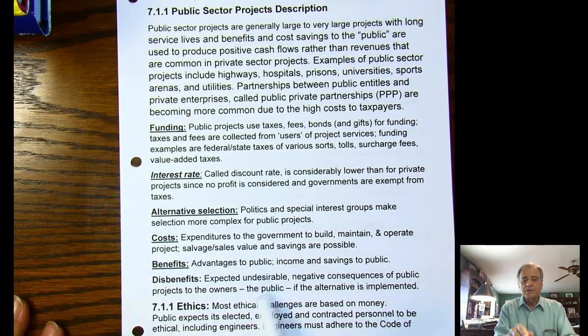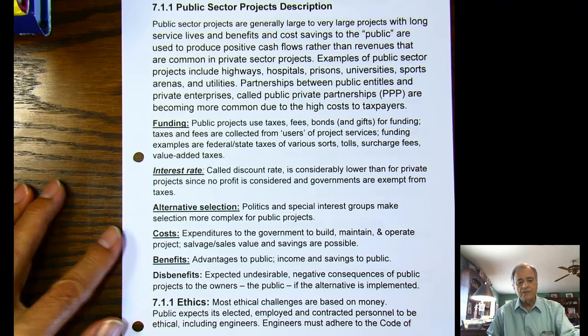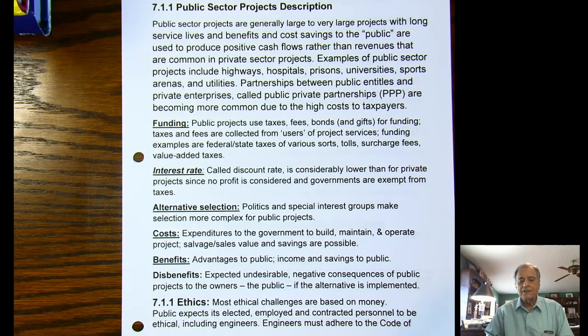So cost, expenditures to the government to build, maintain, and operate projects, salvage values, savings possible. So those are all things that are possible. Of course, savings are a negative cost. Okay, and then benefits, advantages to the public. So the costs are generally the cost to the government. The benefits are generally the benefits to the public.